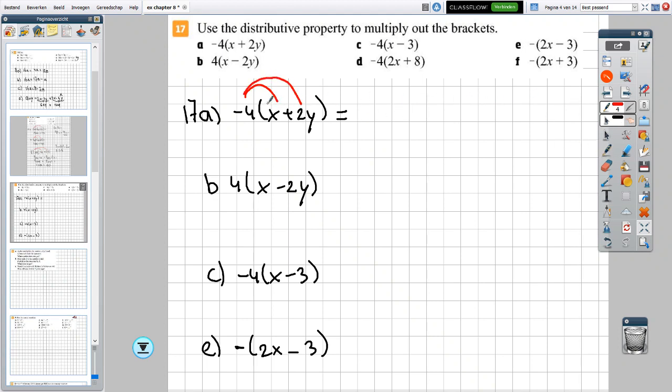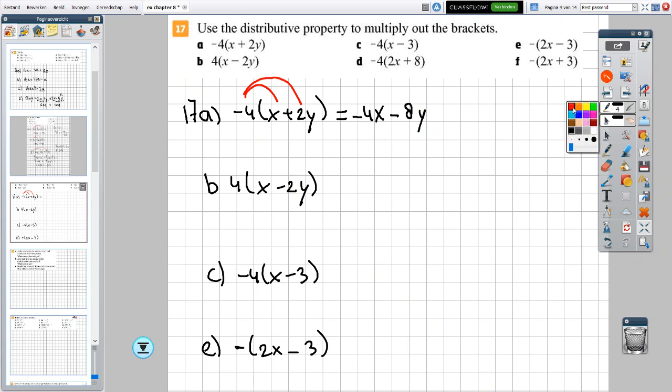So you still, if you want to draw those curves to show what you are multiplying, here we are multiplying -4, so include the minus. -4 times x is -4x, and -4 times 2y is -8y, right? And then you are done already, because those are like terms.